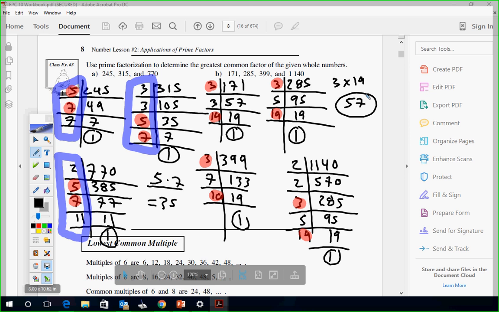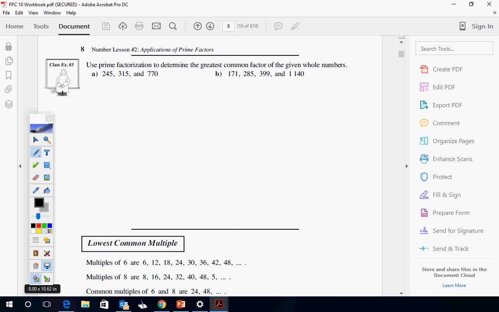Okay, all right, cool. All right, so now we're going to switch gears from greatest common factor to lowest common multiple. So instead of finding the biggest number that goes into both, we're going to find where the two numbers meet first. So the lowest thing they go into together. That's what lowest common multiple means.